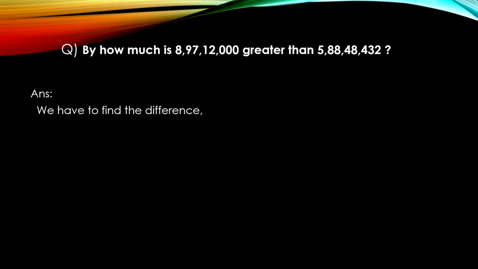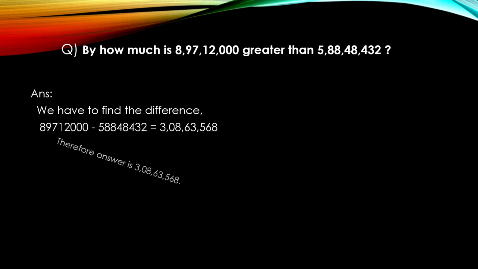So now this is greater, that is 8 crore 97 lakhs 12,000 is greater, right? So by how much means from this number we have to subtract 5 crore 88 lakh 48,432. So we get 3 crore 8 lakh 63,568. Therefore, that is the answer, and that concludes the story sums.